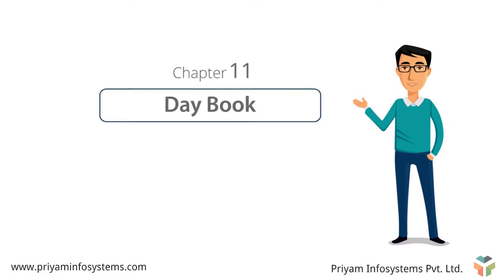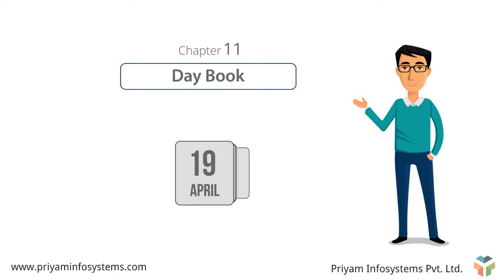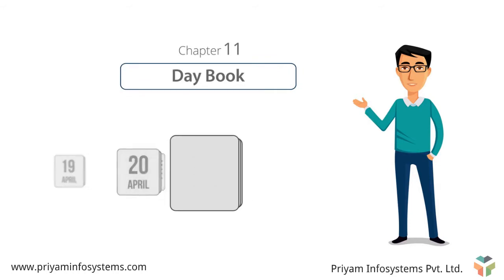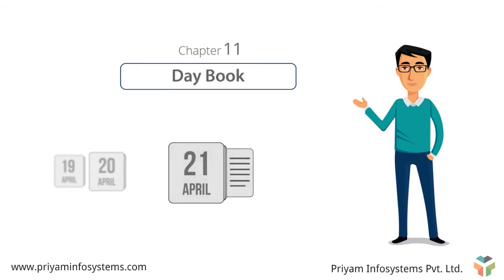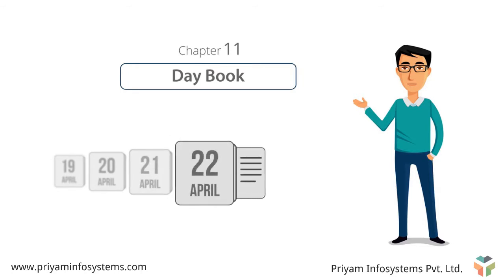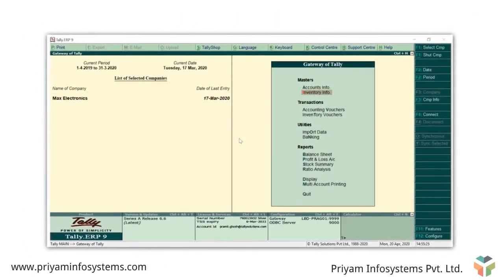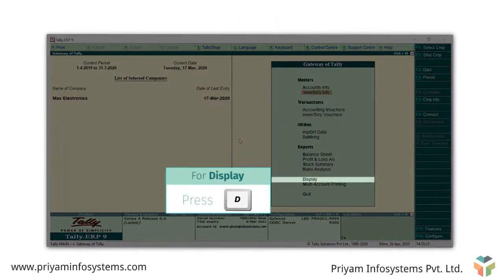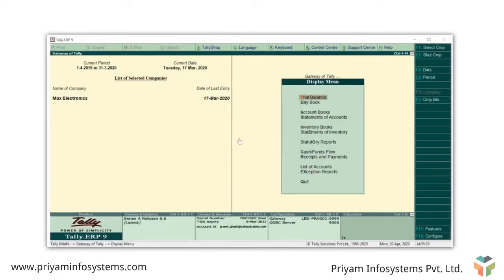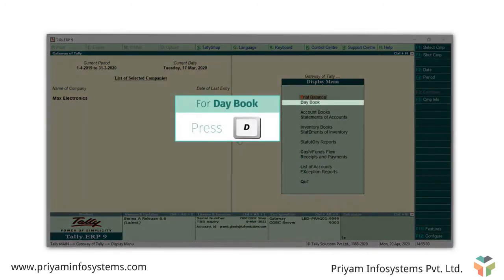In this session, we will learn about the daybook and how you can use it to manage your day-to-day transactions. By listing all the transactions made in a day, the daybook helps you to stay on top of your financial activities. To view your daybook from the gateway of Tally, press D for Display and again press D for Daybook.